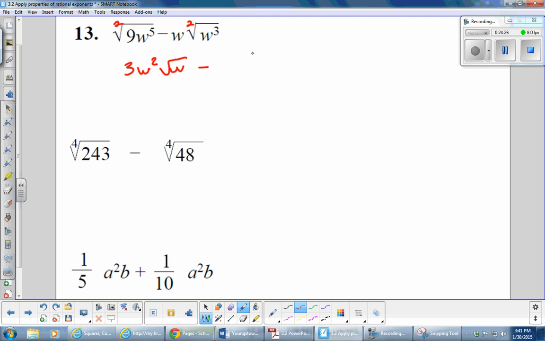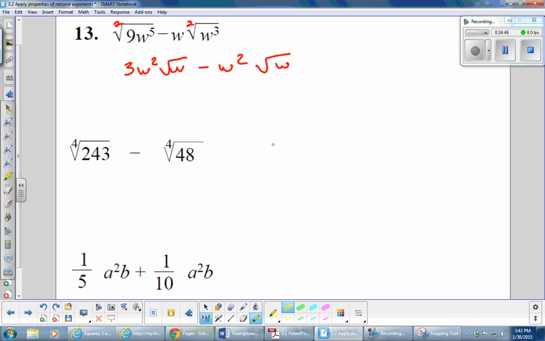Now, over here, how many times can 2 go into 3? Once with 1 left over. But you already have a w out there. So you're going to pull a w out, and you have a w out there. So that's going to give you a w squared outside, okay? With a square root of w inside. Okay. How nice is that?